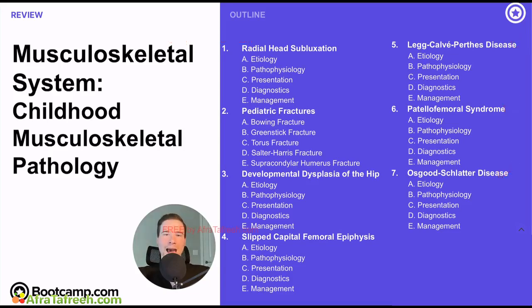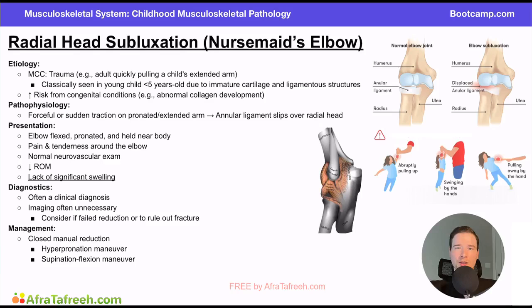So there's a lot to unpack here, but we need to be able to differentiate these conditions because they can have a lot of overlap and a lot of similar findings, and that's what we're going to discuss in this chapter. So in this first video, we are going to talk about something called radial head subluxation. Sometimes this is also called nursemaid's elbow or even pulled elbow, and after we finish this video, you'll understand why it's called those things.